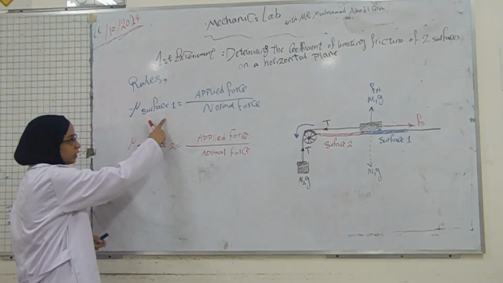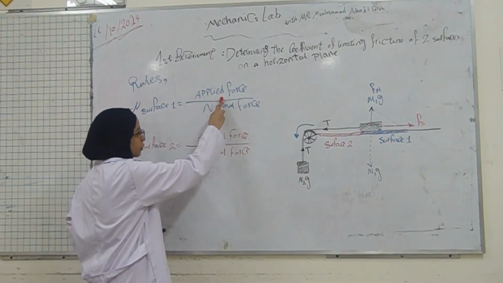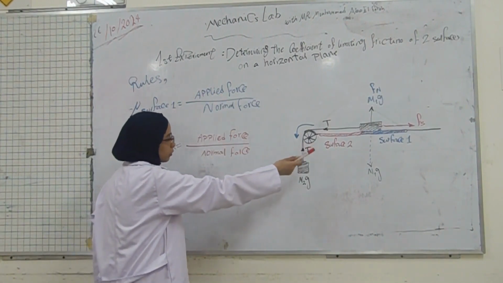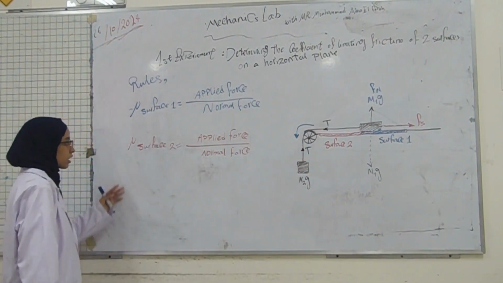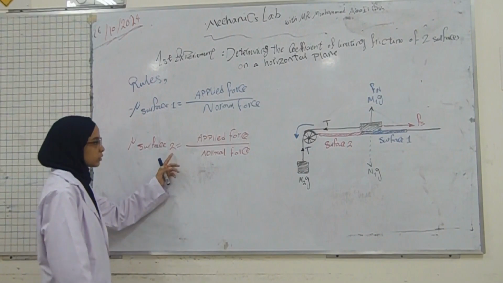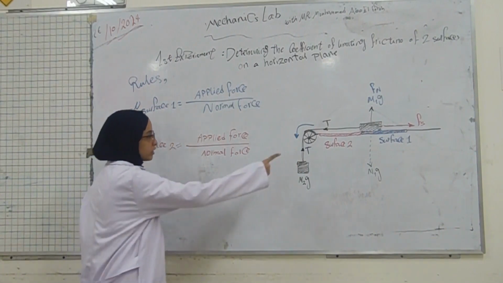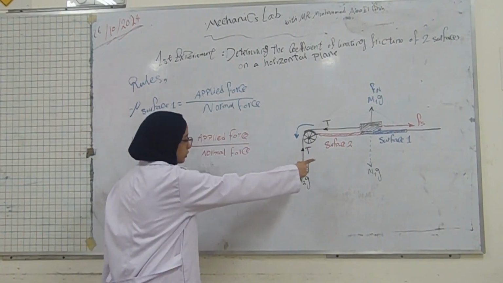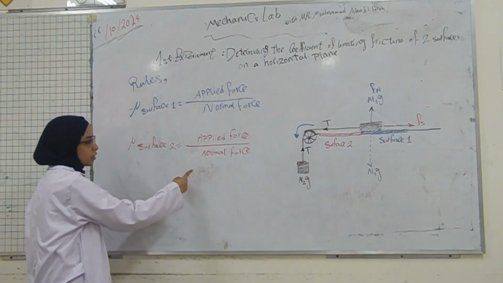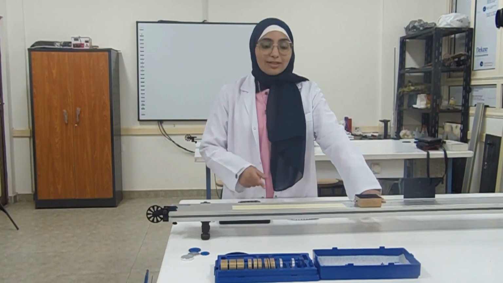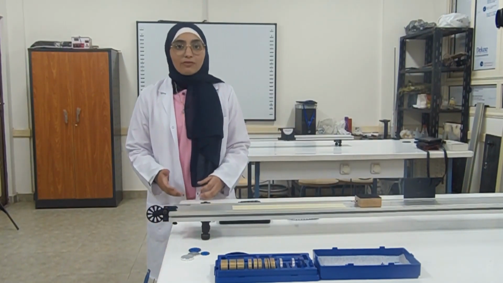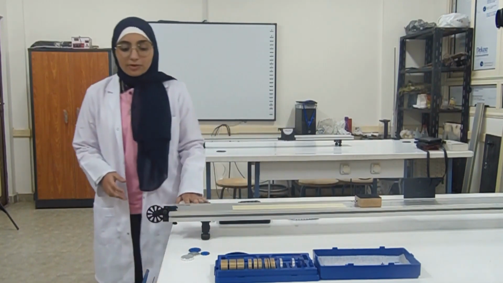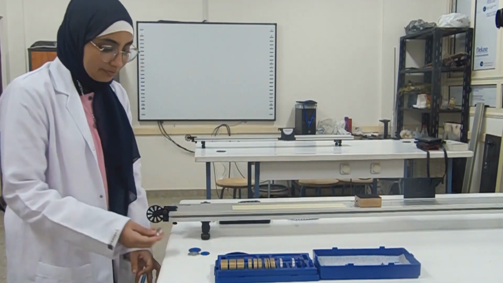Mu of surface 1 will equal the applied force when the block moves on surface 1 over the normal force. Mu of surface 2 is equal to the applied force when this block is about to move on surface 2, the red surface, over the normal force. This plane consists of two surfaces, surface 1 and surface 2. First, we'll calculate the coefficient of limiting friction on surface 1. First, we'll start putting weights.